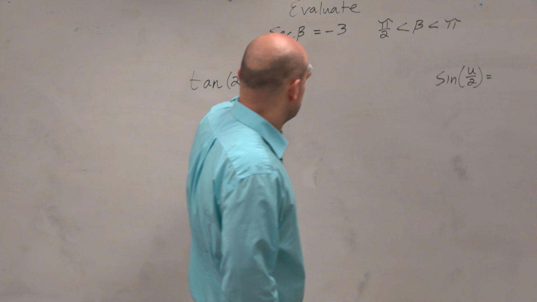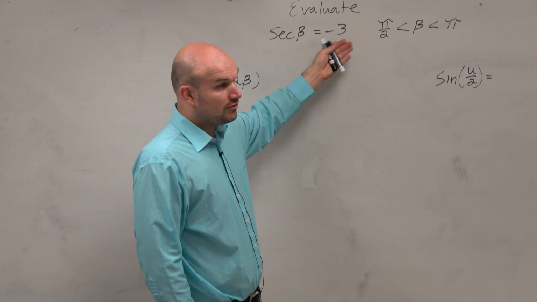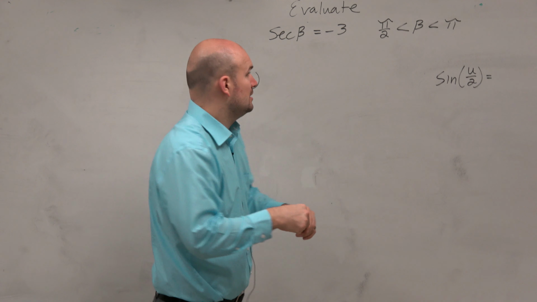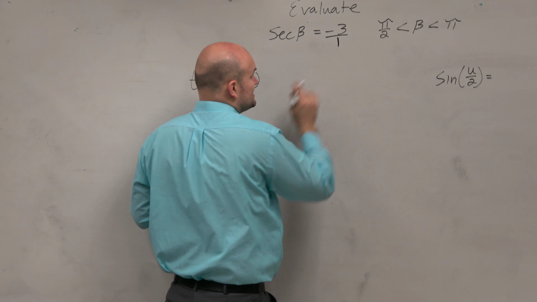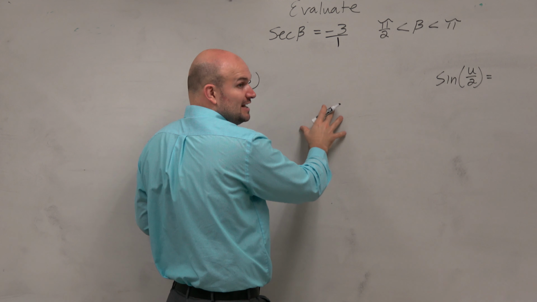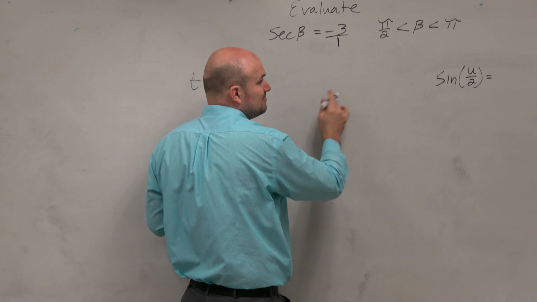So we have a trigonometric expression, secant of some angle beta equals -3. Remember, guys, secant is a ratio, right? It's hypotenuse over adjacent. So that means I can draw a triangle. Now, I just don't want to draw any triangle in space because beta is restricted between pi halves and pi.